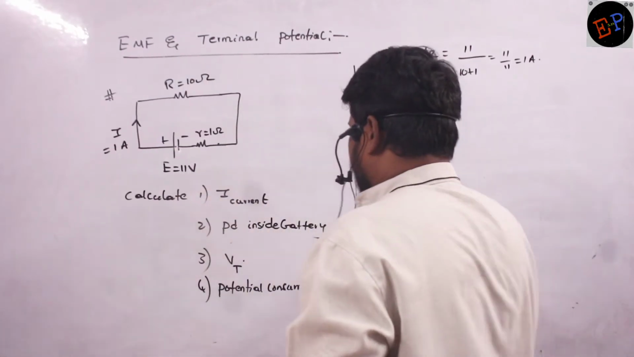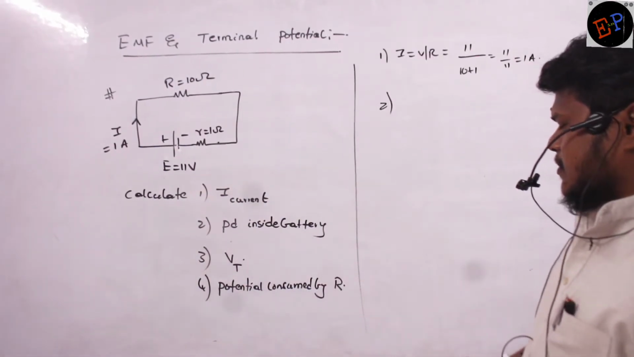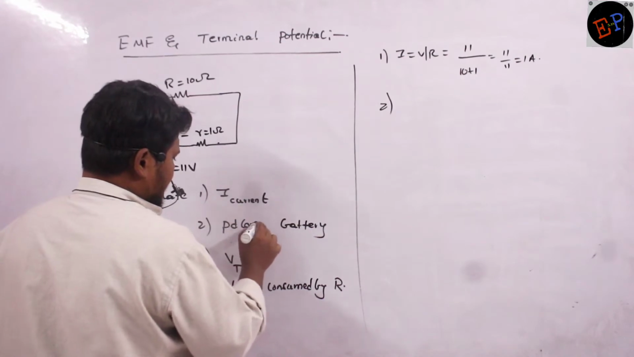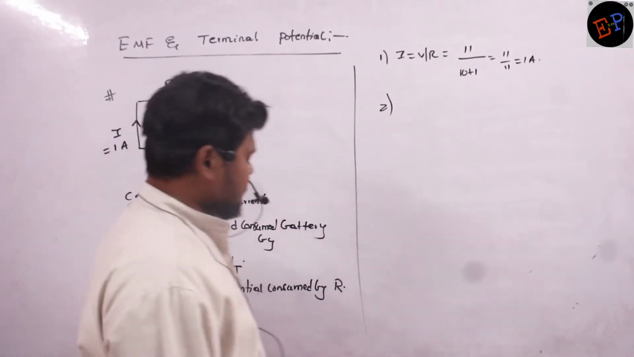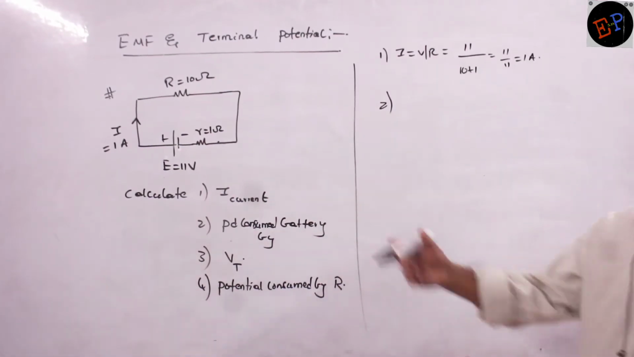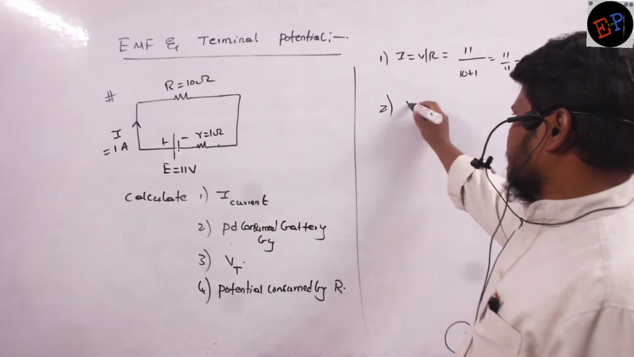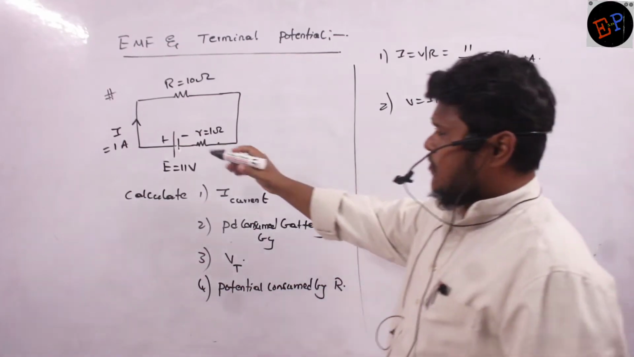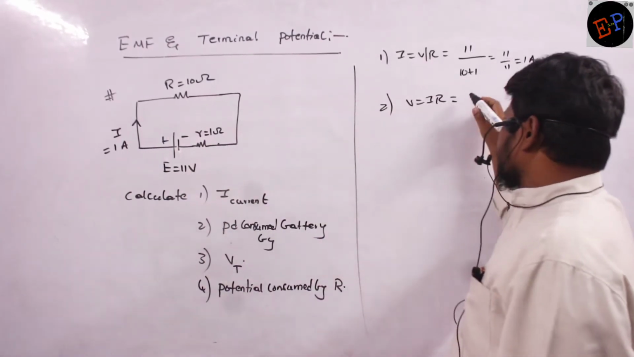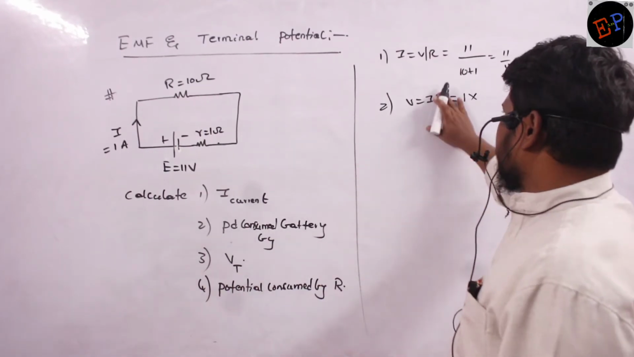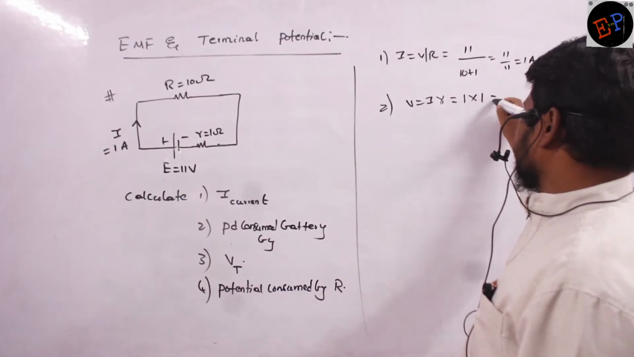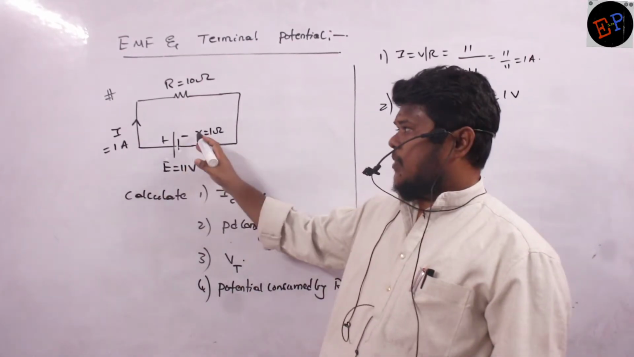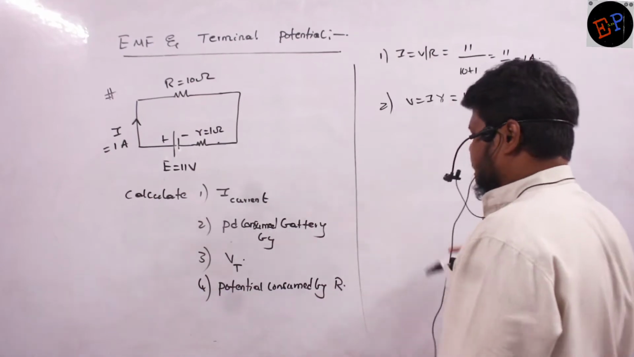Second question: the potential difference inside the battery. Or instead, the potential consumed by the battery, that is better. How much potential will the battery consume? Again the same formula, V is equal to I into r, Ohm's law. What is the current flowing in the battery? The same 1 ampere will enter the battery also. Let us write the resistance of the battery as small r, which is 1. So 1 volt. The total supply potential is 11. Out of 11, the battery is consuming 1 volt of potential.